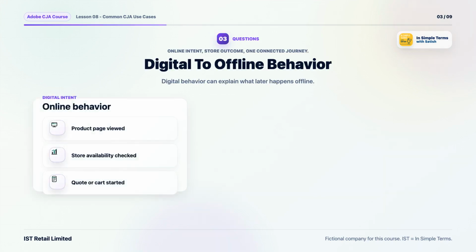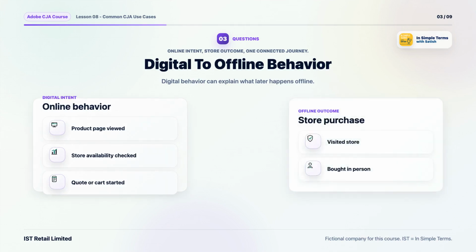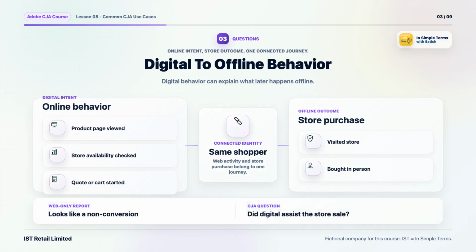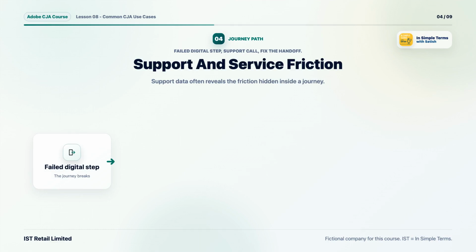Another use case is digital to offline behavior. For example, someone views a product online, checks store availability, visits a store, and buys in person. A web-only report may call that a non-conversion. The store report may have no idea the website influenced the visit. With the right data, CJA can help connect digital intent to offline outcomes. That is valuable for retailers, banks, travel companies, insurance providers, healthcare systems, and any business where the journey crosses digital and physical touchpoints.